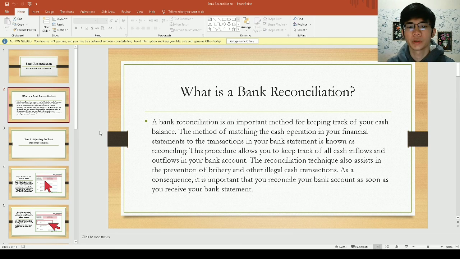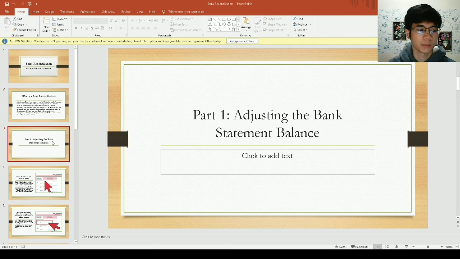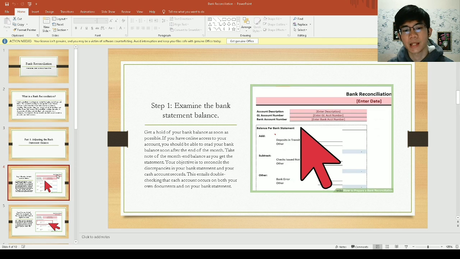Now that we've already known what the bank reconciliation is, let us start making it. Now there are two parts in making a bank reconciliation statement. The first part is adjusting the bank statement balance. Step 1 is to examine the bank statement balance. Get a hold of your bank balance as soon as possible.